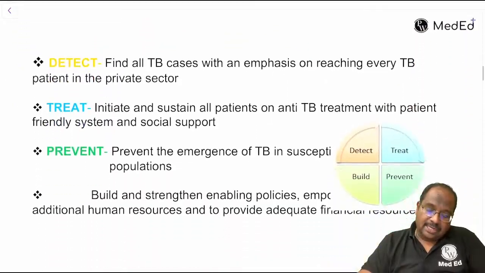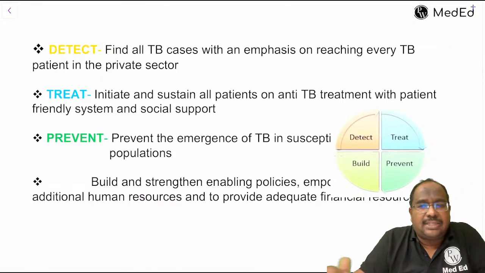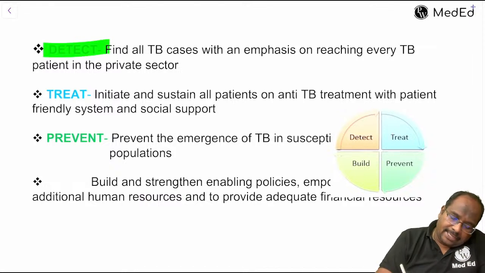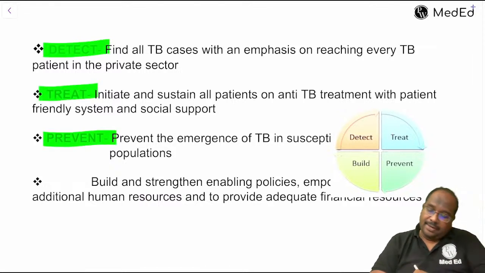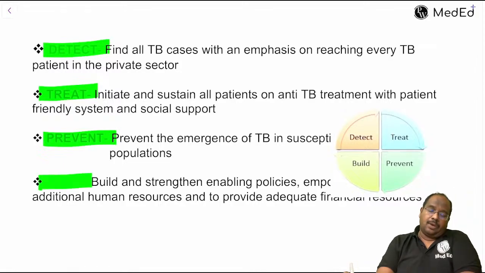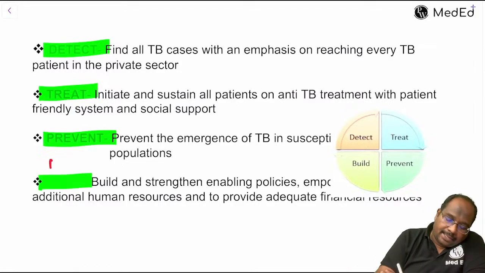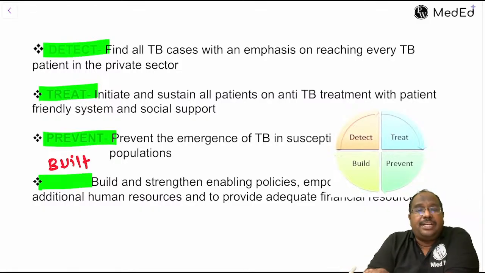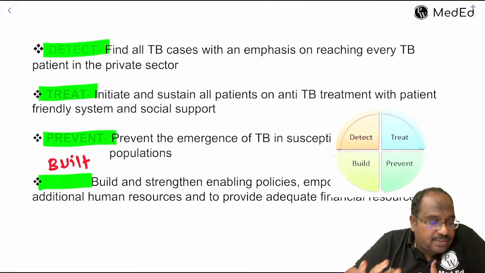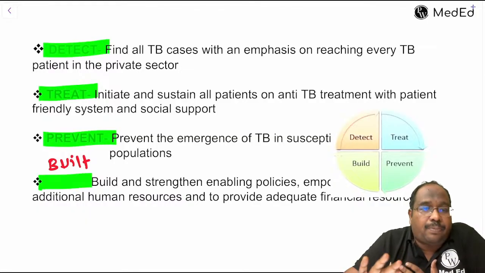Now what are the strategies? Detect the case, treat it, prevent it, and build. Detect the case, initiate treatment and sustain it for all patients. Prevent the emergence of TB in the susceptible population, and wherever feasible, build enabling policies.